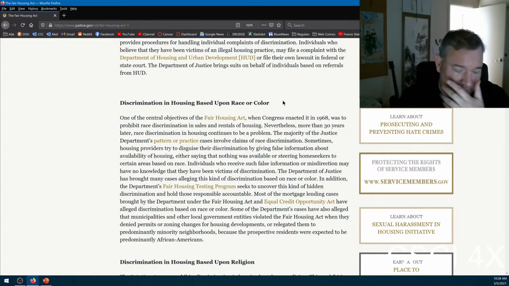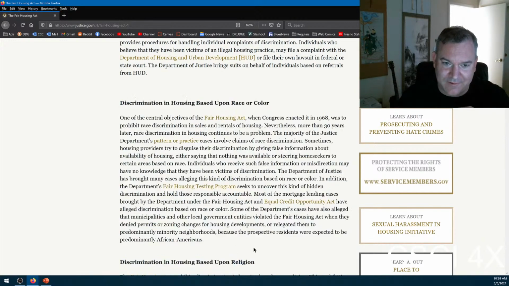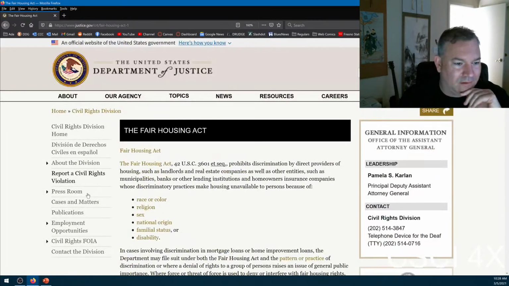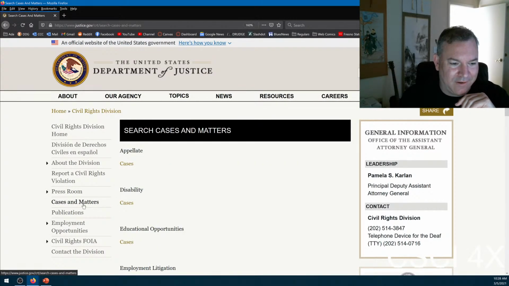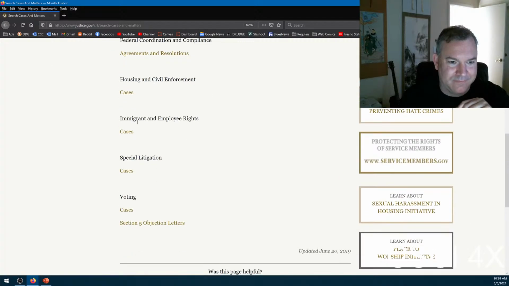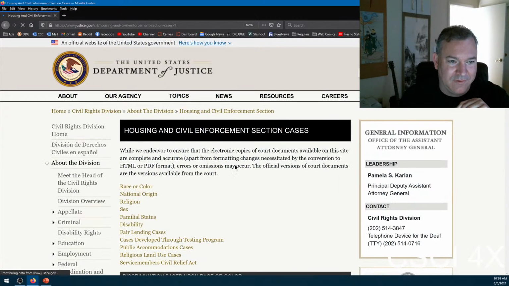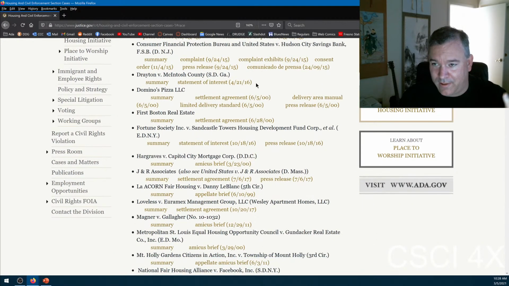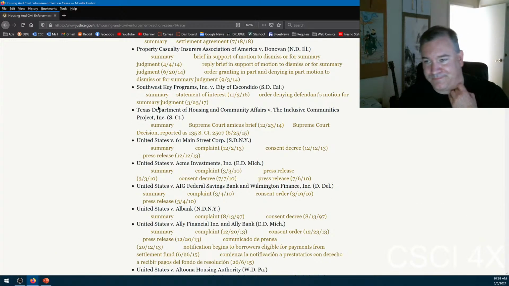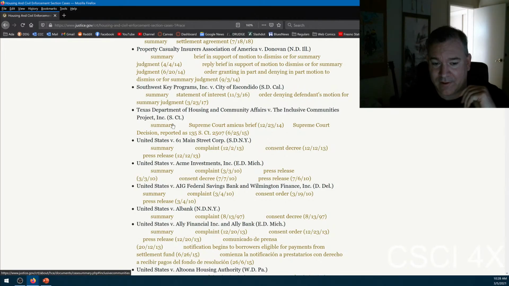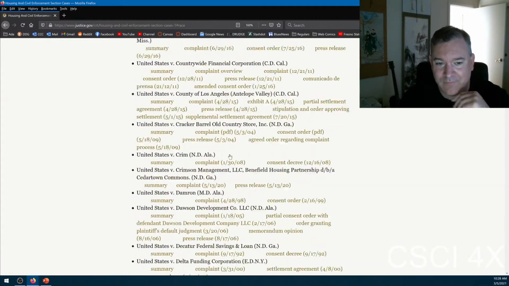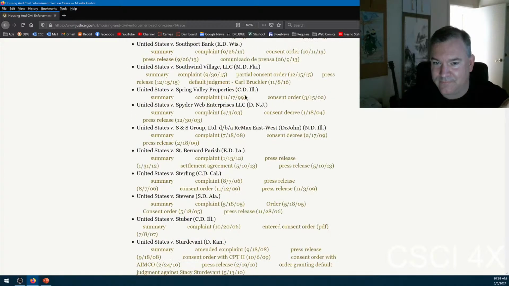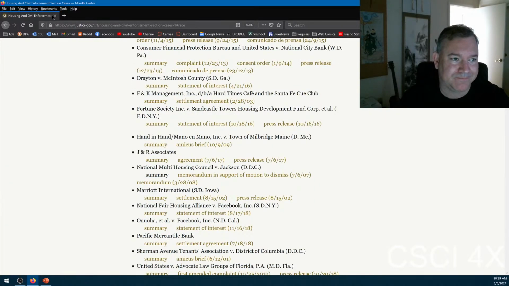Anyway, all this kind of stuff has been banned since the 1960s. Does it still happen? Yeah. If you look at the press room, cases and matters, you can see housing and civil enforcement cases, and race or color. These are all of the cases where the federal government has won a discrimination lawsuit against landlords who discriminated against people based on their race or color. You can see there's a fair number of them, right?